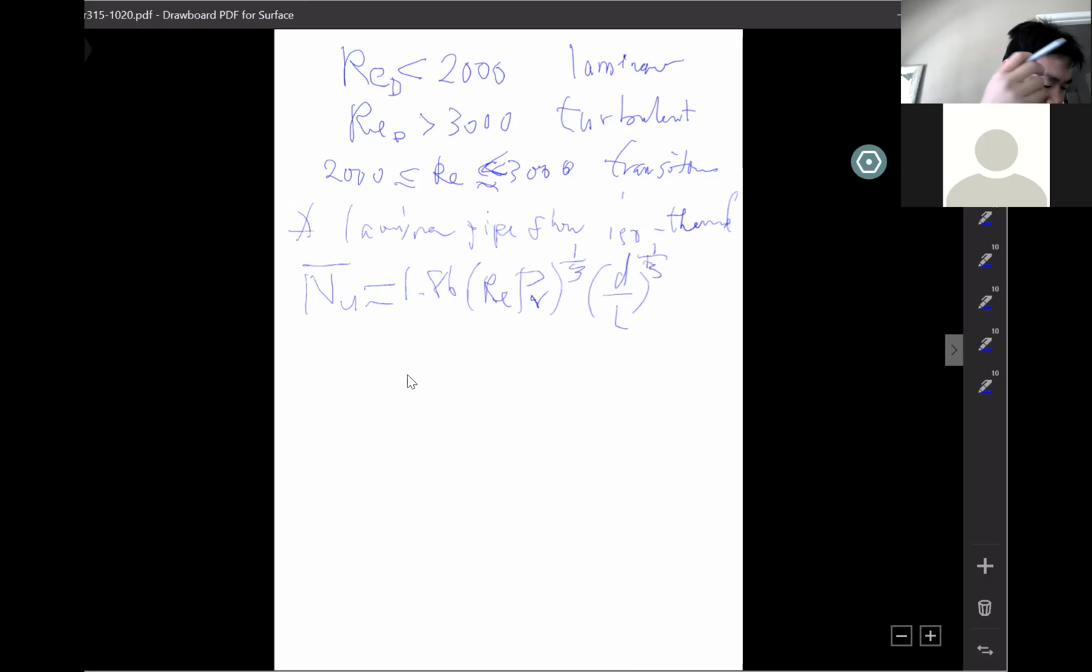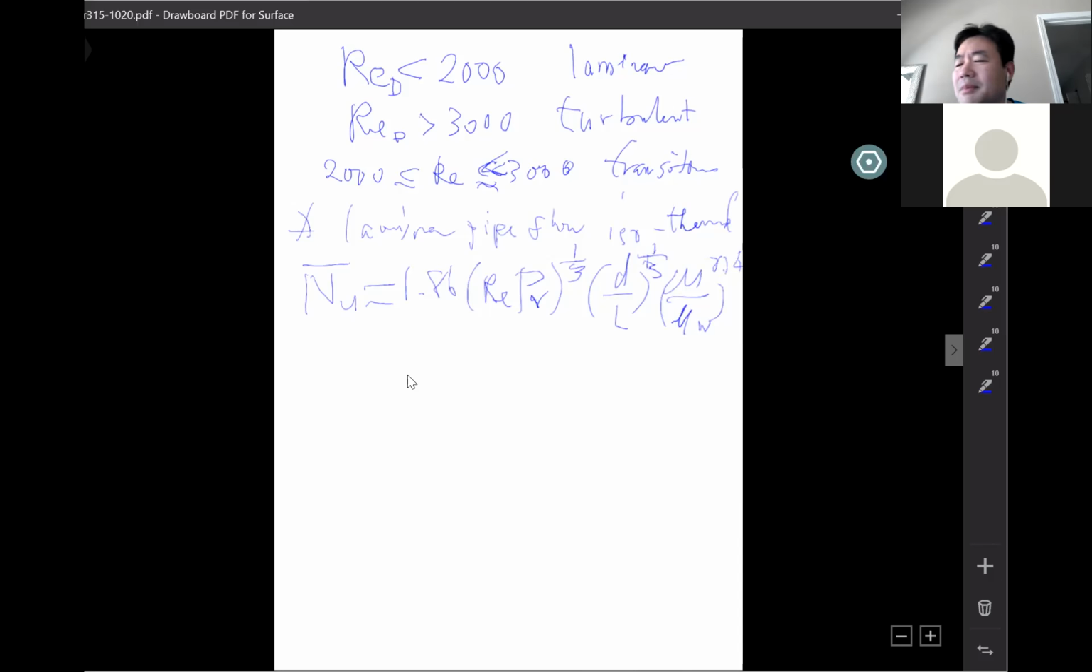Then there is the viscosity ratio, to the power of 0.14. Bear with my writing. It's the equation in the textbook. Here, one thing that is new to you is the viscosity ratio.